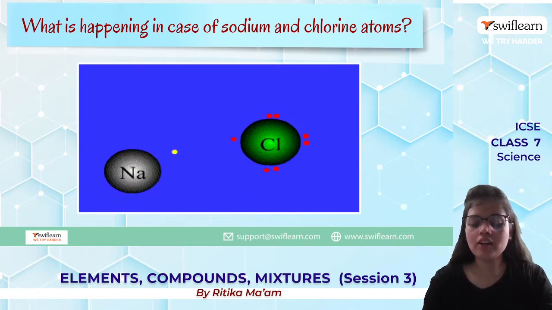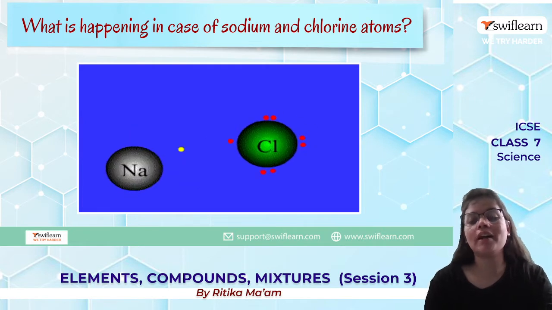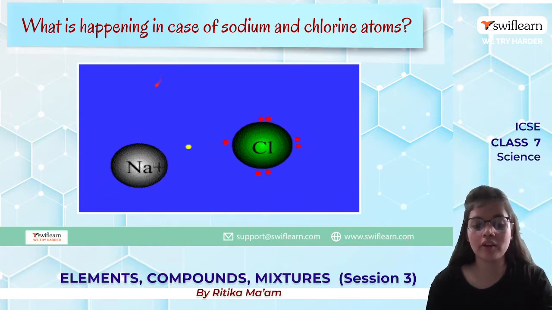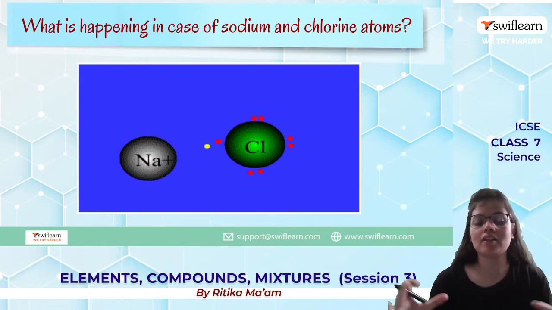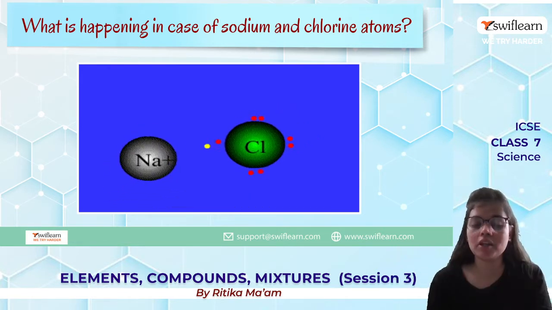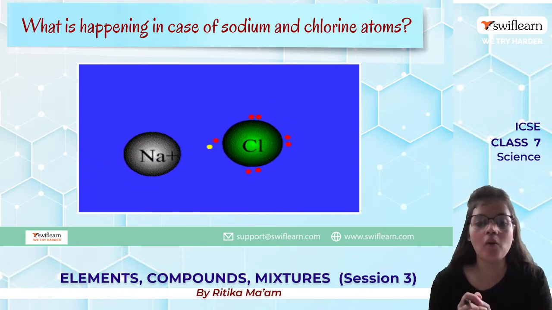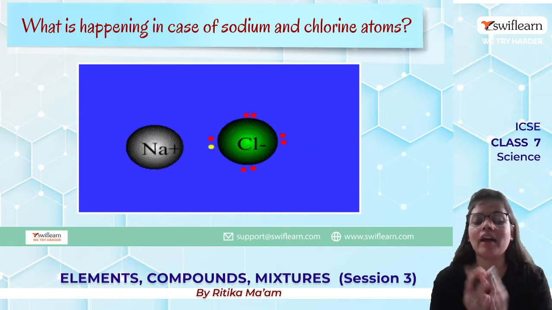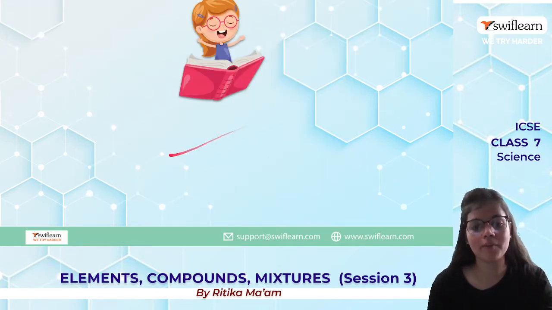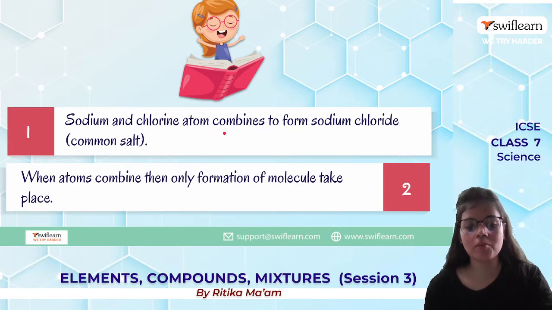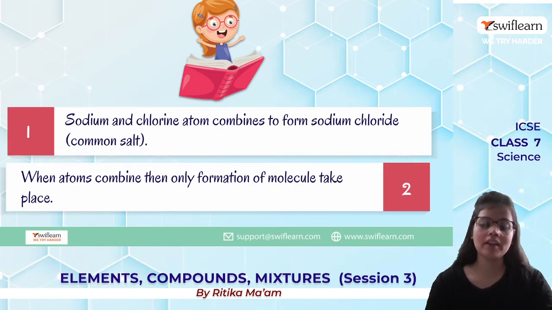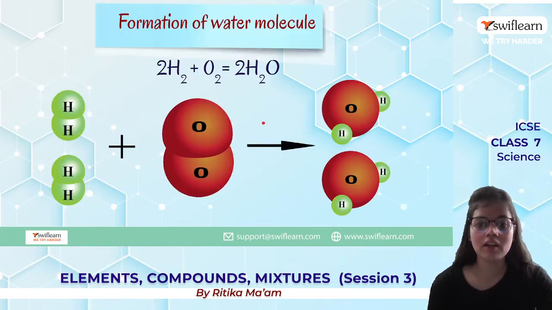Now, if I talk about sodium and chlorine, in the case of sodium chloride, what is happening? By the force of electrostatic attraction, sodium and chlorine atoms come together and form a bond. That is how we get sodium chloride. So they combine to form sodium chloride, which is also known as common salt, and when atoms combine, only the formation of a molecule takes place.